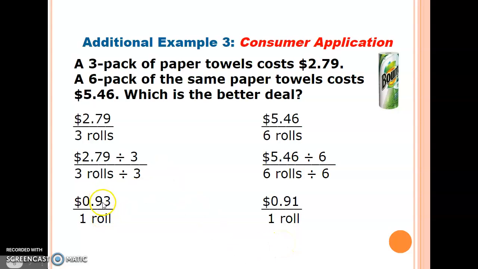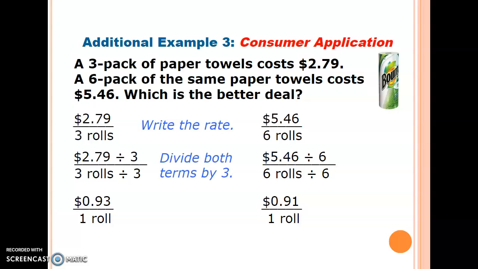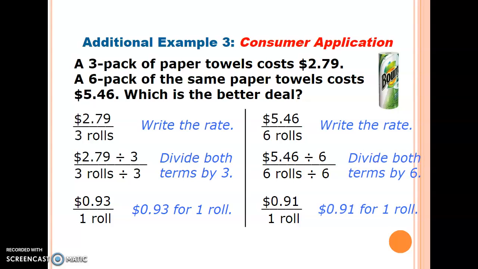The 3-pack was 93 cents per one roll, and the 6-pack was 91 cents for one roll. So here we see that 91 cents is cheaper than 93 cents, so the 6-pack of paper towels was the better buy. So you always start off with writing the rate, price per unit. You divide both terms to get it to 1 unit by the correct divisor. What you do at the bottom, you do at the top, and then you find your unit rate. And you do the same for the 6-pack as well.